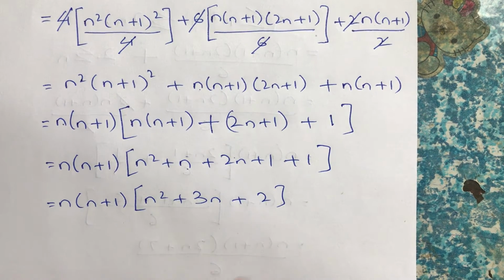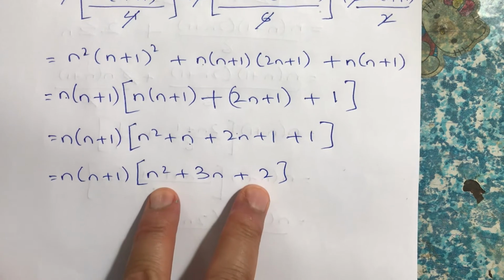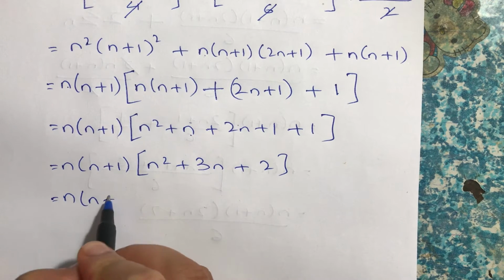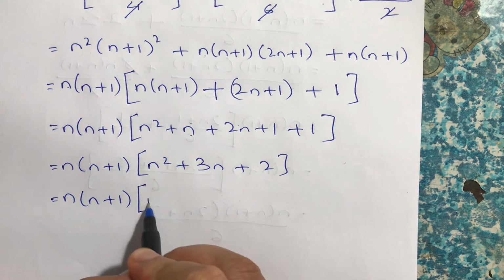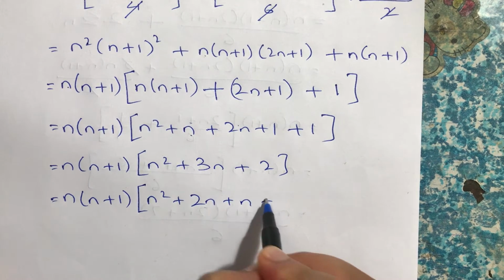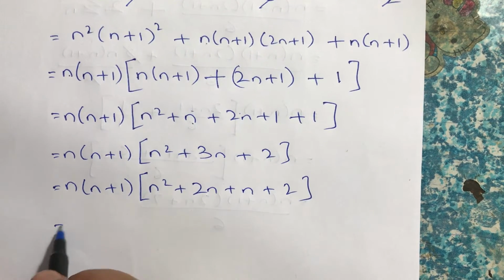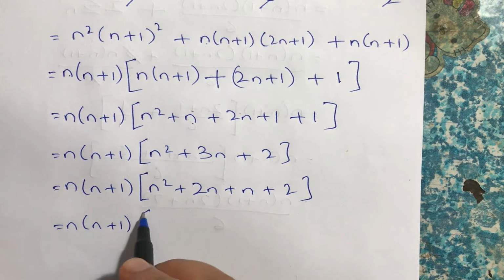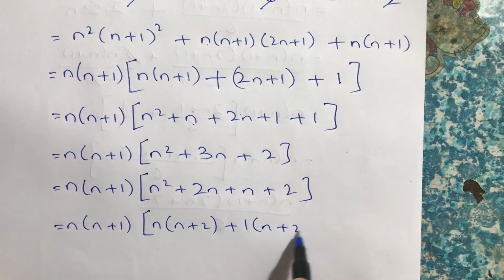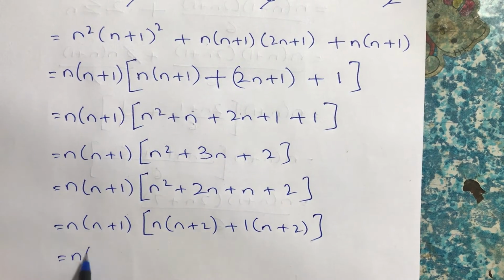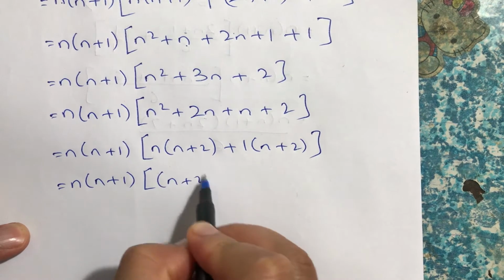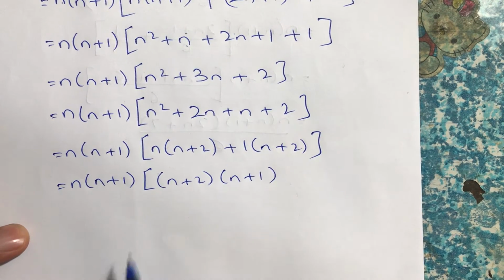If you want, we can leave it like this, but if you look carefully, this can be solved using middle term factorization. So n squared plus, I can write it as 2n plus n plus 2. Then n is common, n plus 2, and over here 1 is common, n plus 2, and then n plus 1. Again I can write it as n plus 2 times n plus 1. So that's the final answer.